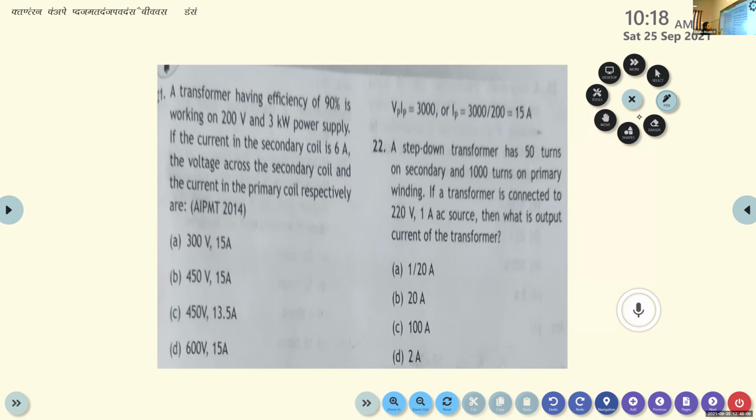Okay, use the equation for efficiency. When we use the equation Vs by Vp is equal to Ip by Is, we get the voltage in the secondary, Vs, equal to 500 volt. Actually, it is wrong. So I think it is better to do the calculation using the equation of efficiency.